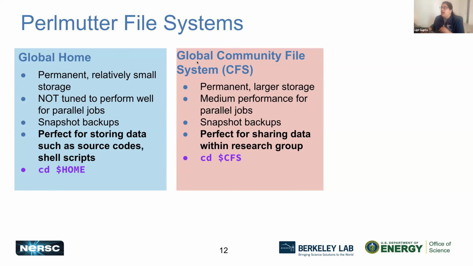Then we have the community file system. So the community file system, now this is a big space. This is where we recommend putting larger things that you need to keep for a longer amount of time. So this again is permanent. And by permanent, I mean it's while the allocation is active. So while the project exists, which is usually a year if it's not renewed. So it's permanent as long as the project exists, not permanent in terms of forever and ever.